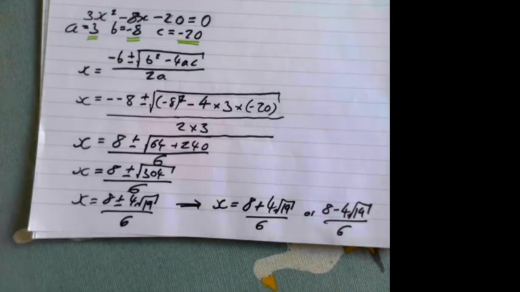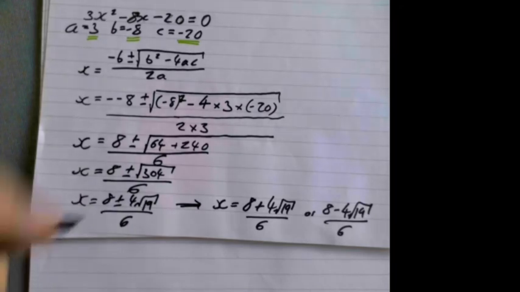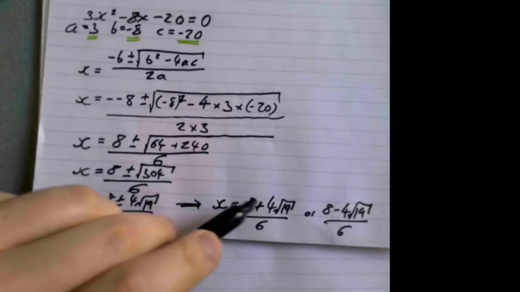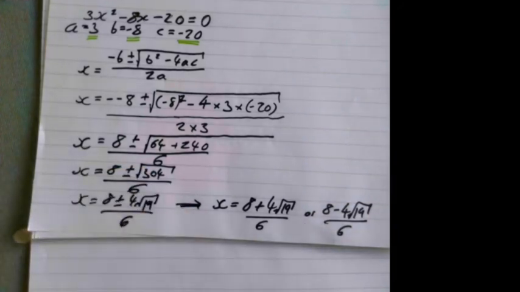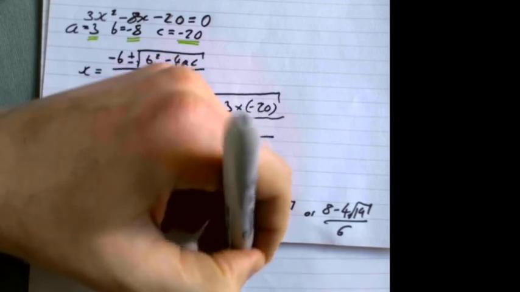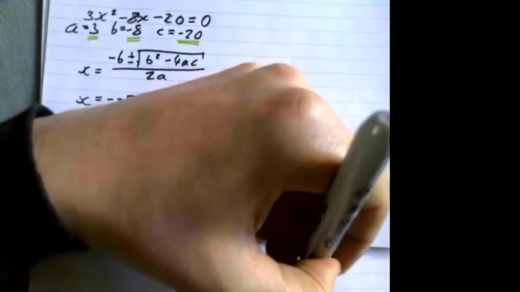And of course, well done if you recognised that we can actually simplify this a little bit more, because every term here is a factor of 2, so we could divide the top and bottom by 2 to give us the answer in simplest form. So if we choose to do that, we have that x is equal to 4 plus 2 root 19 over 3, or x is 4 minus 2 root 19 all over 3.